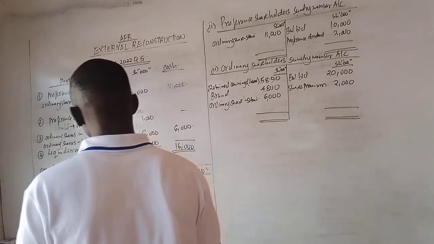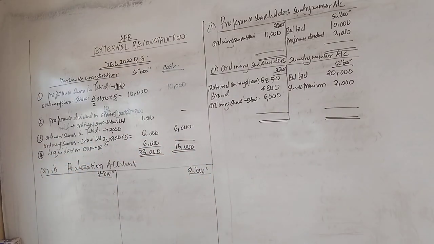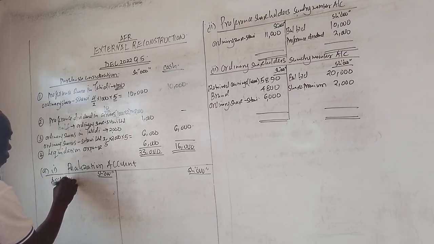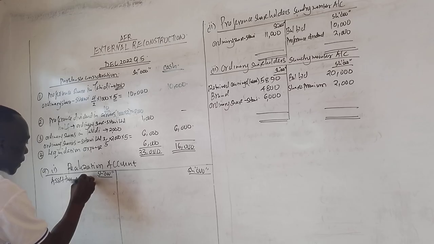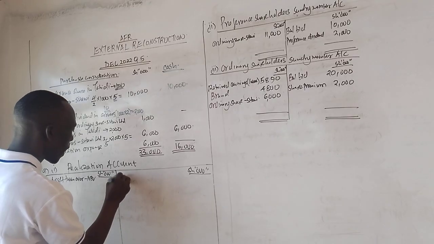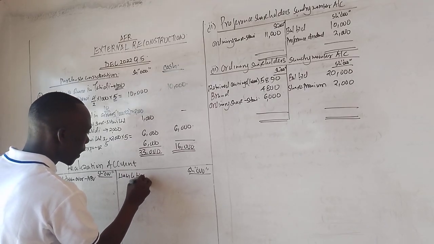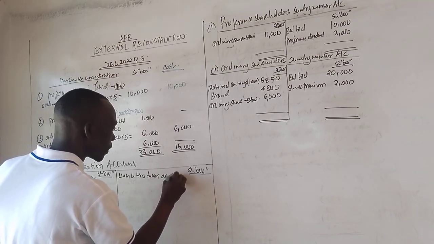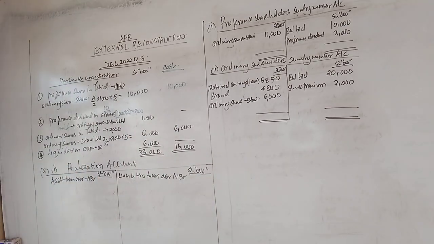So before we balance, let us go back to the realization account. For the realization account, it is very easy. Here, you normally take the assets taken over, but these should be at the net book value. And on this side, we start with the liabilities taken over, also at the net book value. So let us start with the assets taken over at their net book value.